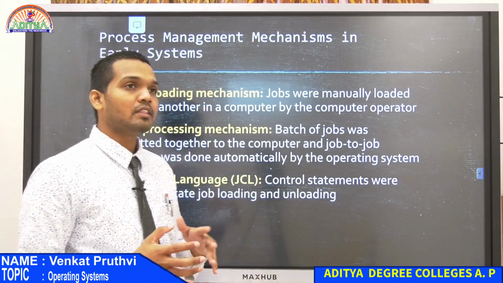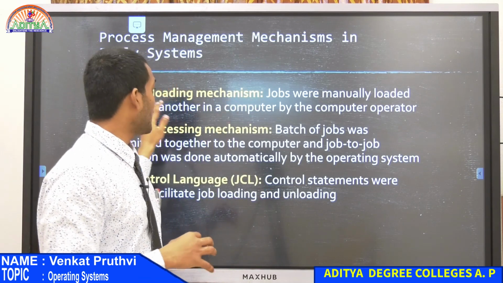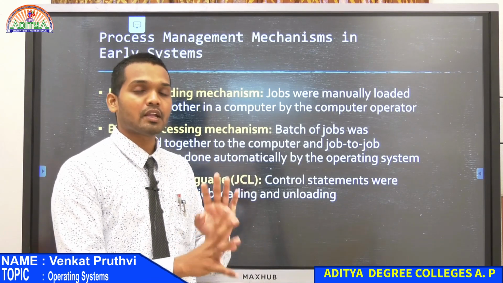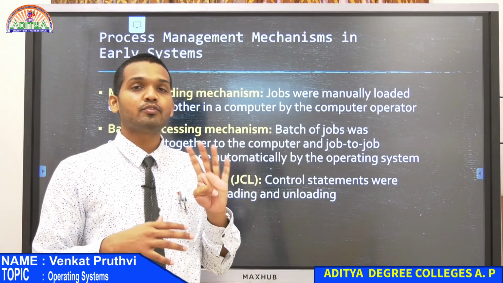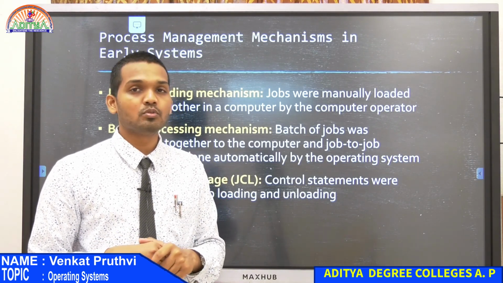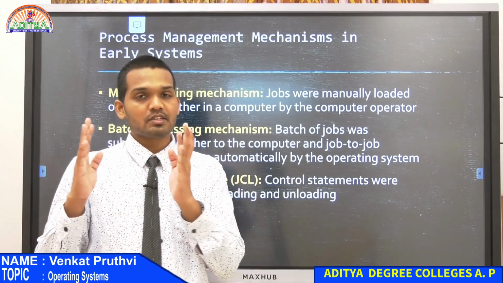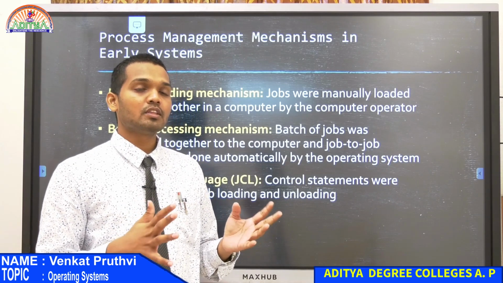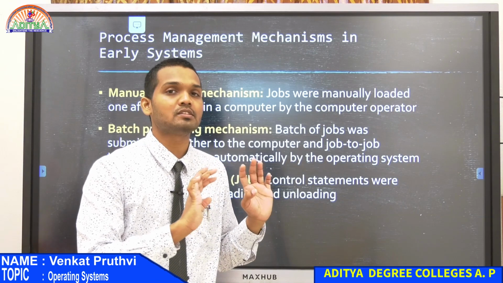Now, when they gave the input, it was not only for one task like your manual loading mechanism, but they gave a set of tasks to the computer at a time. Like if you had 10 tasks, and you divide them into 4, 4 and 2, then there were 3 batches. The first batch had 4 tasks, the second batch had 4 tasks, and the third batch had 2 tasks. They used to send the first batch with all the 4 tasks at a time into the computer as an input.